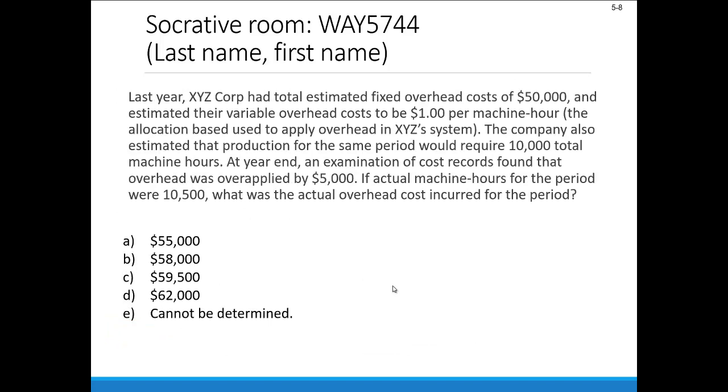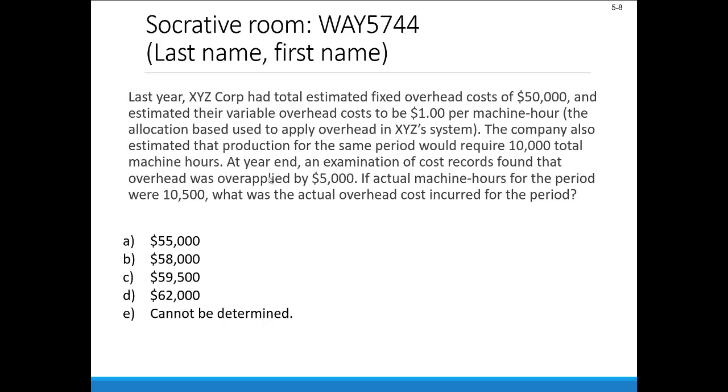Last one for now here. Last year, XYZ Corp had total estimated fixed overhead costs of $50,000 and estimated their variable overhead cost to be $1 per machine hour, the allocation base used to apply overhead in their system. The company also estimated that production for the same period would require 10,000 total machine hours.